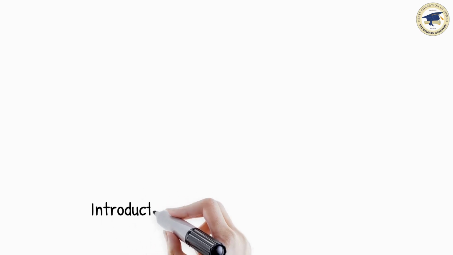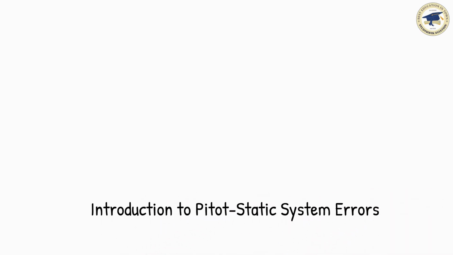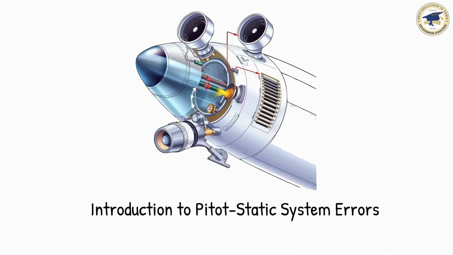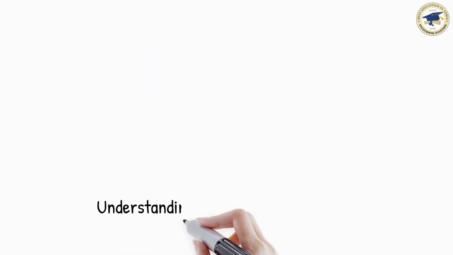In this lesson, we will look at the errors which pitot-static air pressure sensing systems are subject to and the corrective measures taken to balance out or reduce these errors. The first error we will look at is called position error.